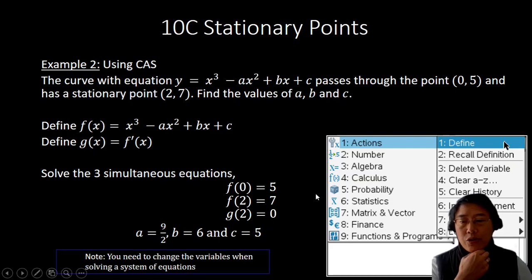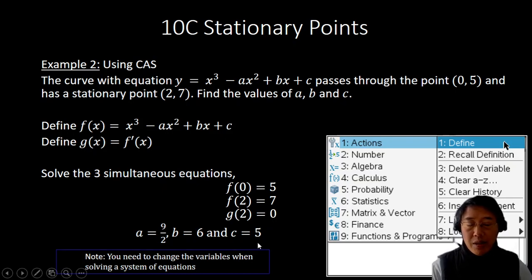You can also use your CAS calculator. So here you have your function that you need to define. You will define your first function being f of x, and you will need to define a new function being the derivative of f in terms of x. And by solving this, you set up your three equations, f of 0 and so on, with g being the derivative, and you should get the same answers. So let's look at the screens.